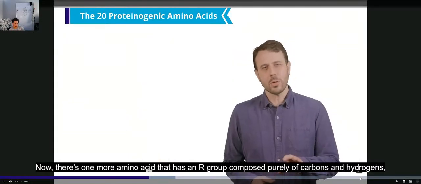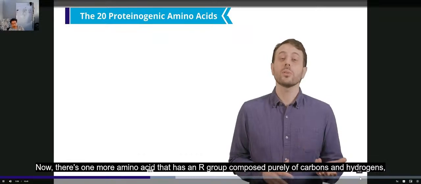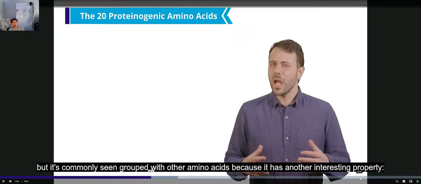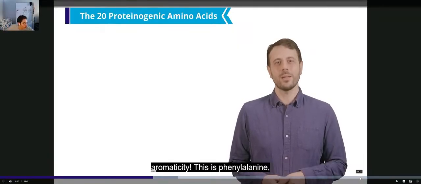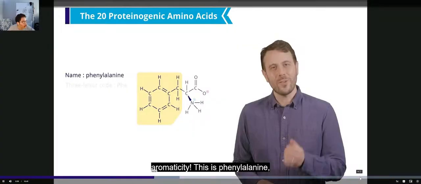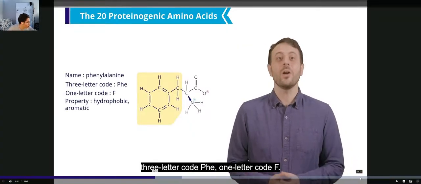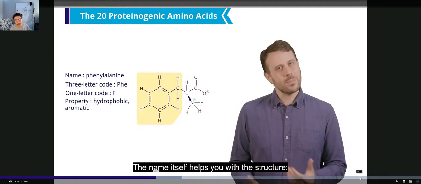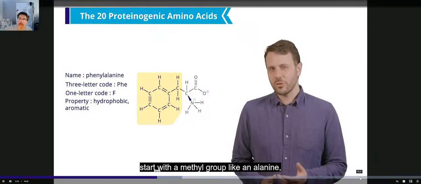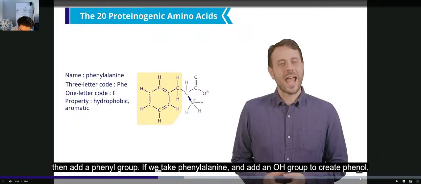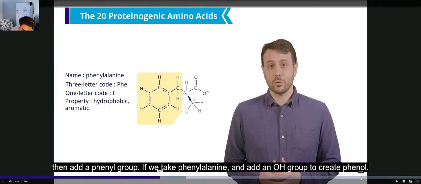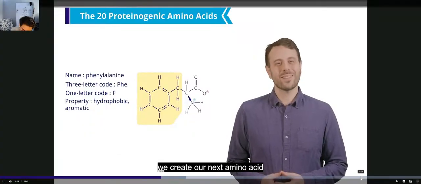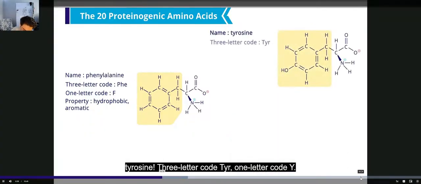Now, there's one more amino acid that has an R group composed purely of carbons and hydrogens, but it's commonly seen grouped with other amino acids because it has another interesting property, aromaticity. This is phenylalanine, 3-letter code PHE, 1-letter code F. The name itself helps you with the structure. Start with a methyl group, like in alanine, then add a phenyl group. If we take phenylalanine and add an OH group to create phenol, we create our next amino acid, tyrosine. 3-letter code TYR, 1-letter code Y.